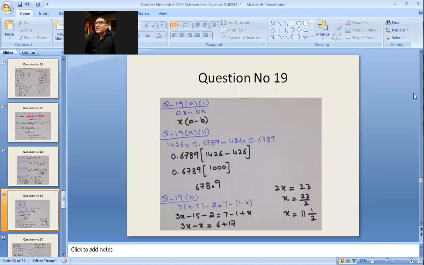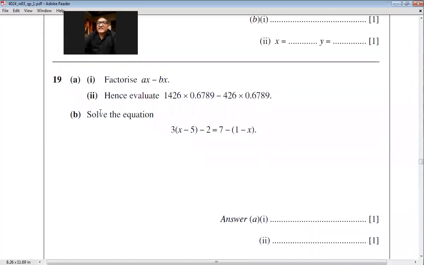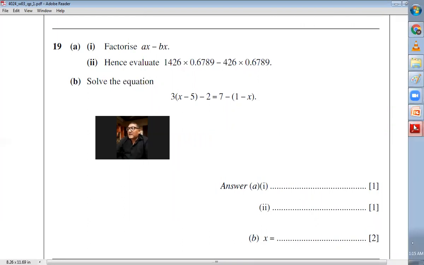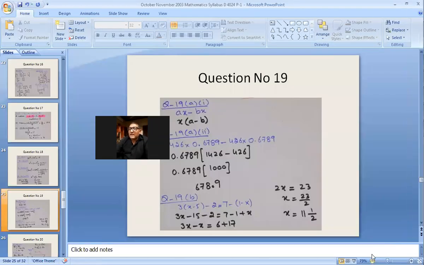So let's move to the next question. The next part says, solve the equation. Here we have an equation given to us, and we will just open it, rearrange the terms, and get the value of x. A very simple question. It's a 2-mark question, and I can solve it. I've done this on paper. Let me show you my work.